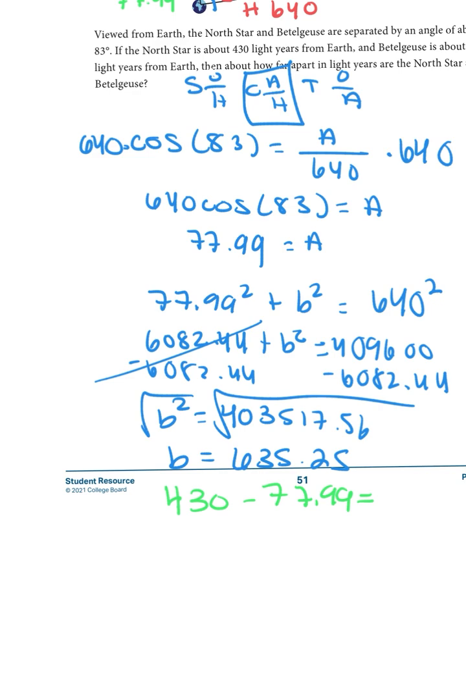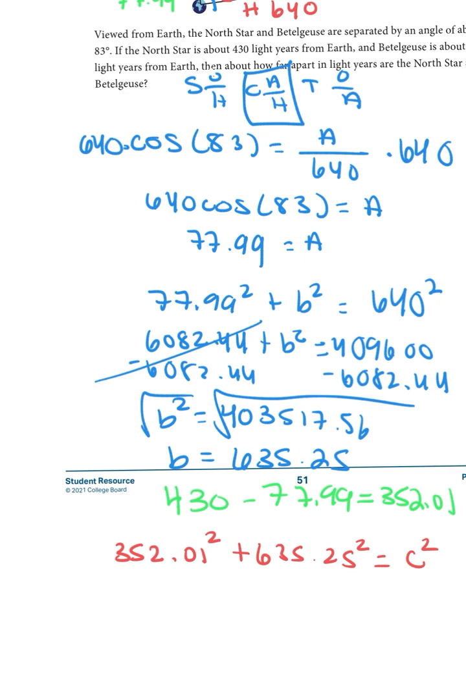430 minus 77.99, I get 352.01. So this right here is 352.01. So now that's a right triangle. I can actually use the Pythagorean theorem now. I can do 352.01 squared plus 635.25 squared is equal to c squared, and solve for c.